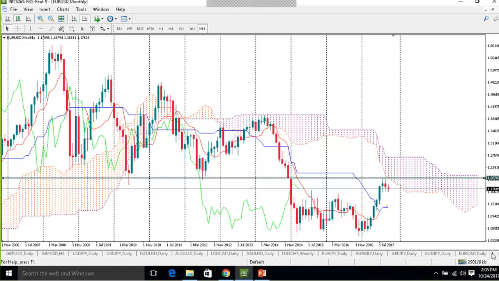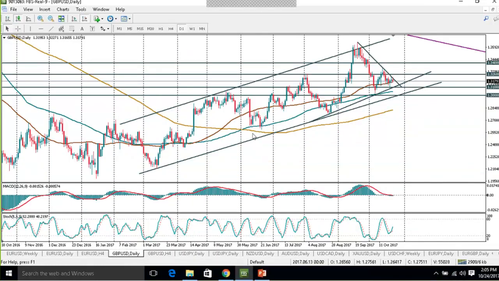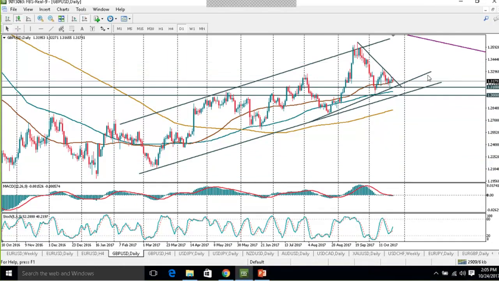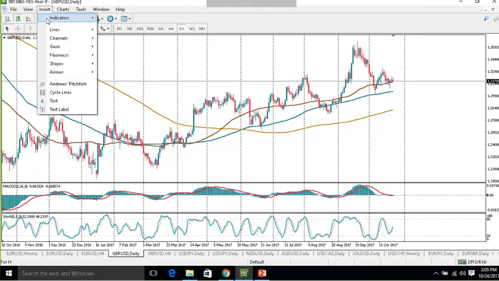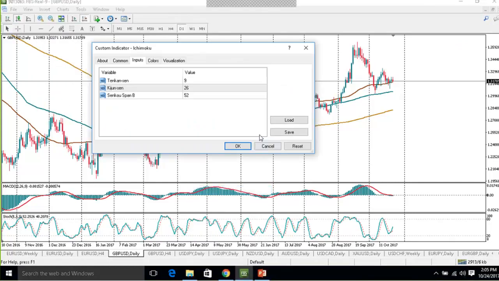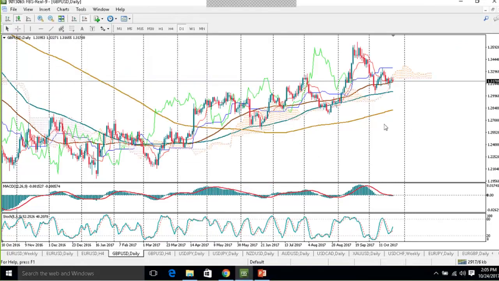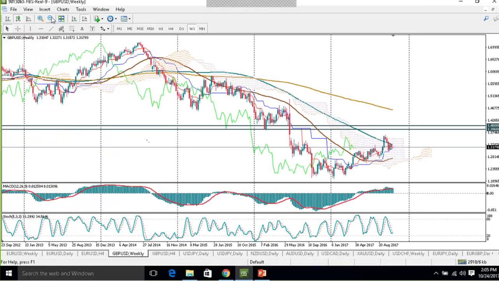Not only pairs with Japanese yen, of course, maybe we can have a glance at pound dollar. I have a lot of lines here, just delete this stuff. And what can be said here? Firstly, the weekly chart.